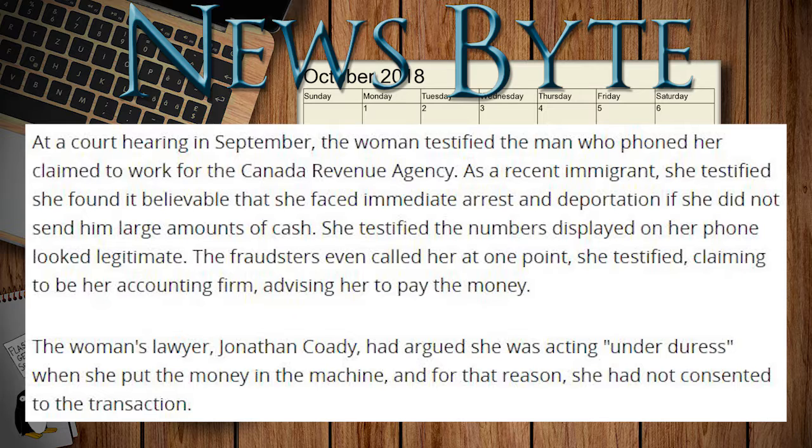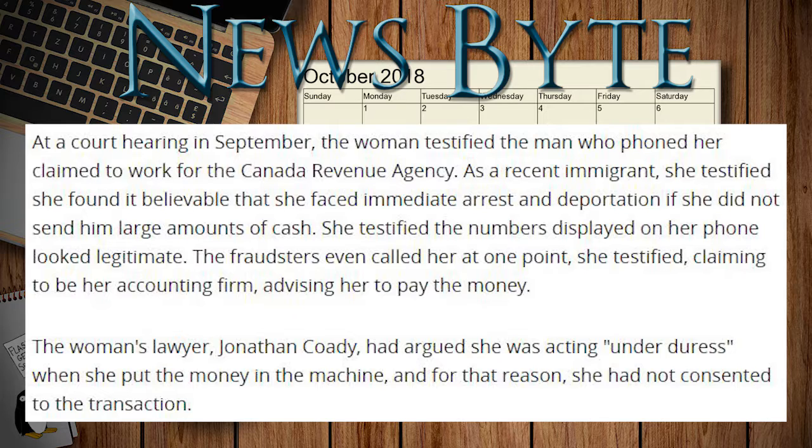She also testified that the numbers on her phone looked legitimate, not sure exactly how you could discern that, to be honest, and that at one point the fraudsters even called her, claiming that they were her accounting firm, advising her to pay money. Now, it does say that the woman is a recent immigrant, so maybe a little extra sympathy is merited there, but with that said, how does a recent immigrant end up with an accounting firm if they don't necessarily know the judicial proceedings for deportation?